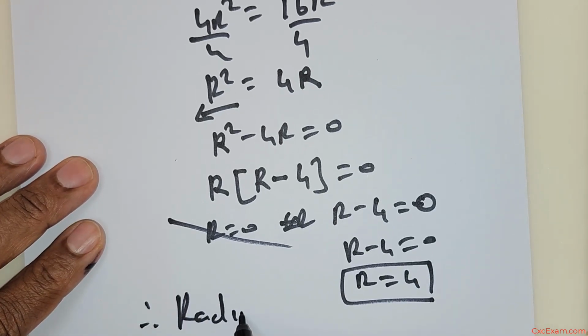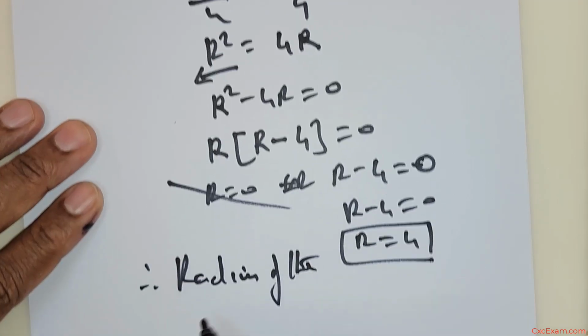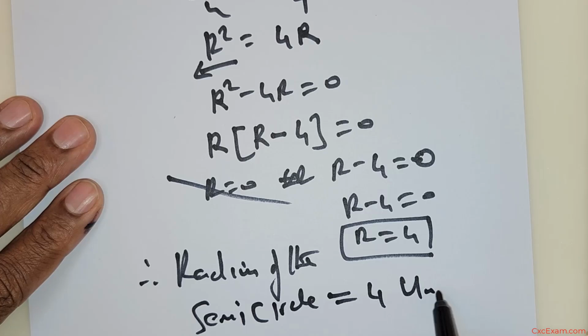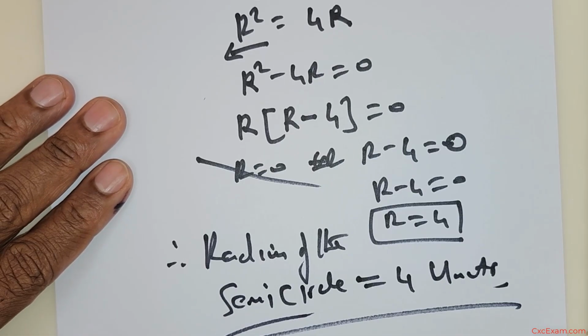So therefore the radius of the semicircle is 4 units. So that's the solution for this question.